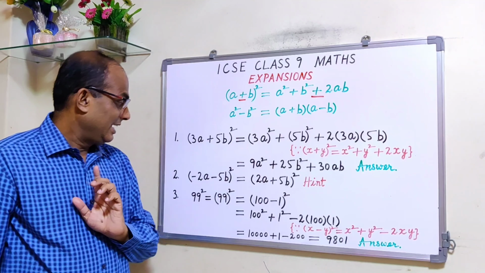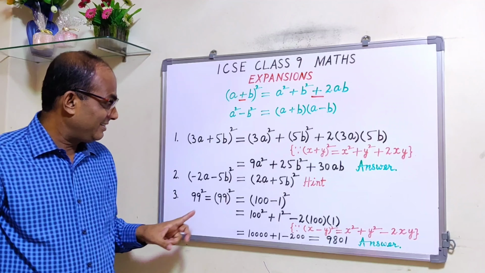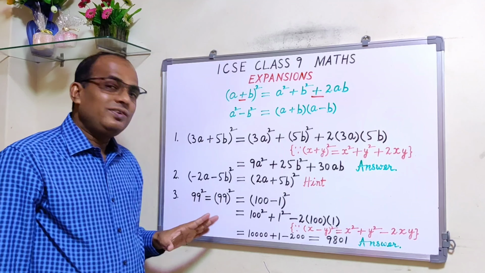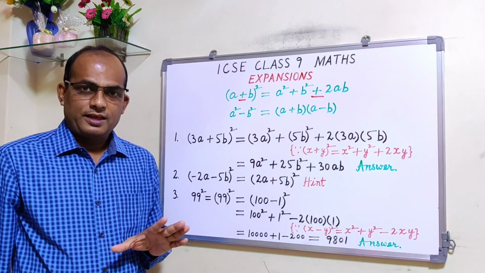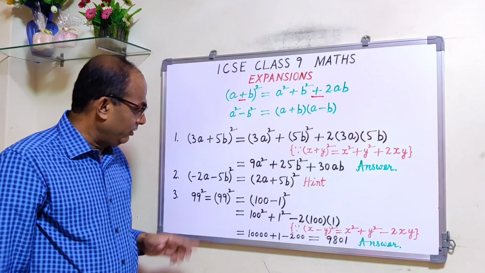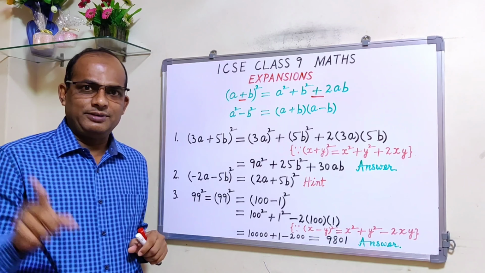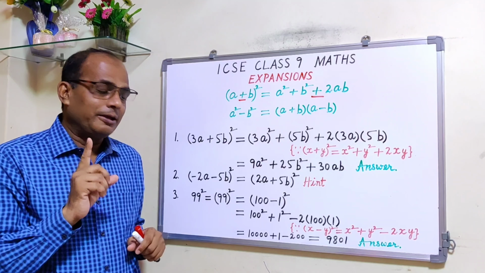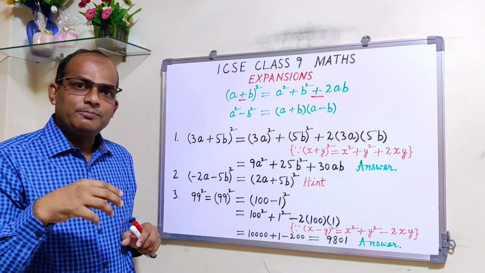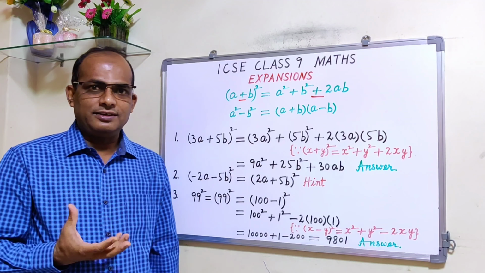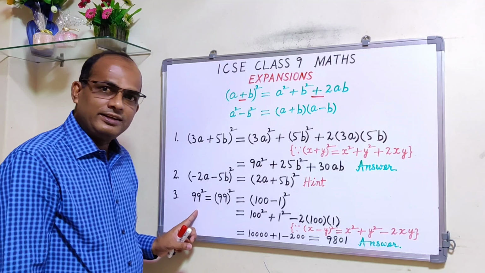Okay, fine. The next question I have taken is 99 square, and you have to use the identity formula. Now you don't multiply, you have to find out the value of 99 square. You don't multiply 99 multiplied by 99. One thing. Second thing, generally we mention in the question that you use identity. Using identity you find the value of 99 square.